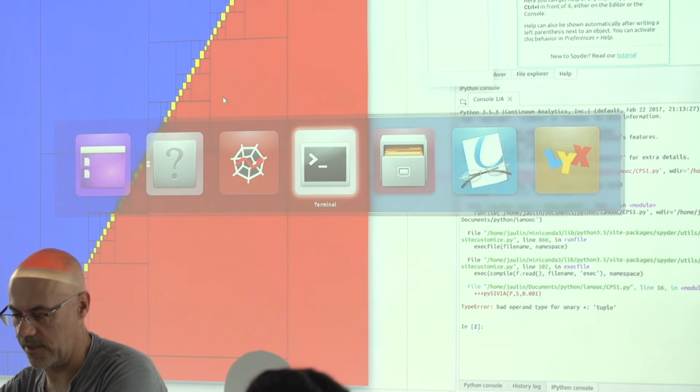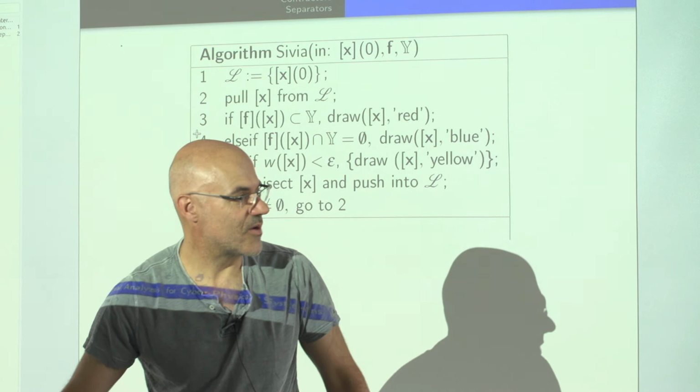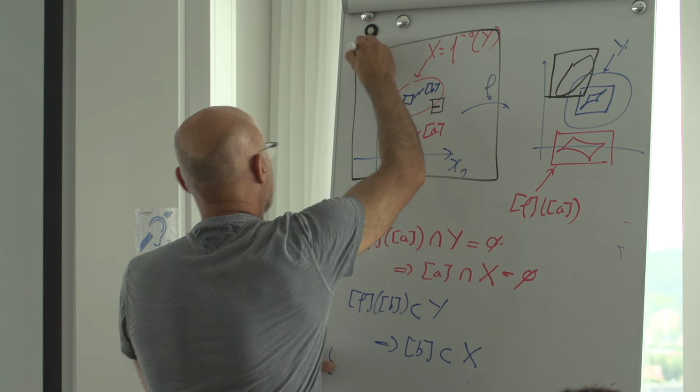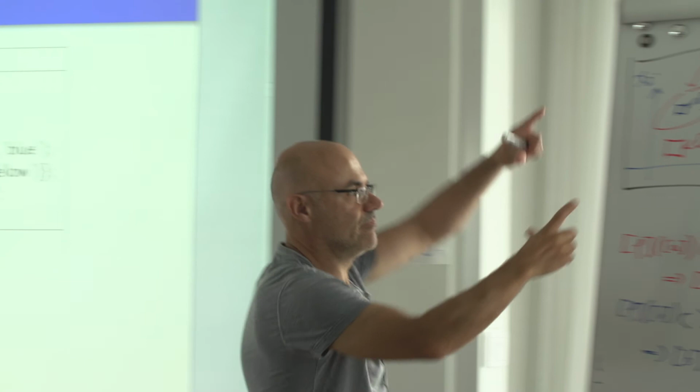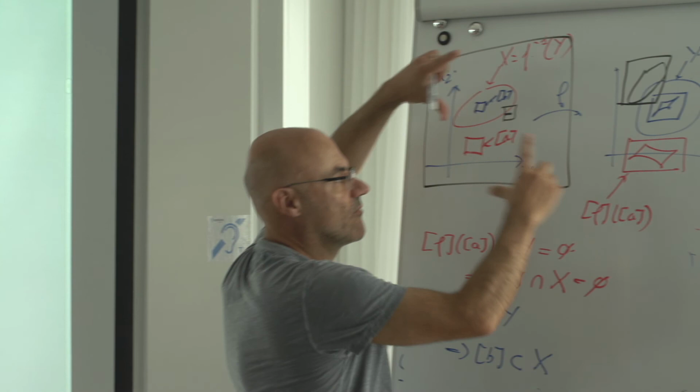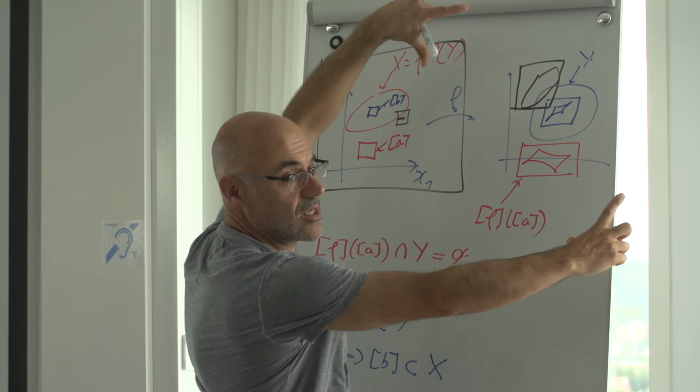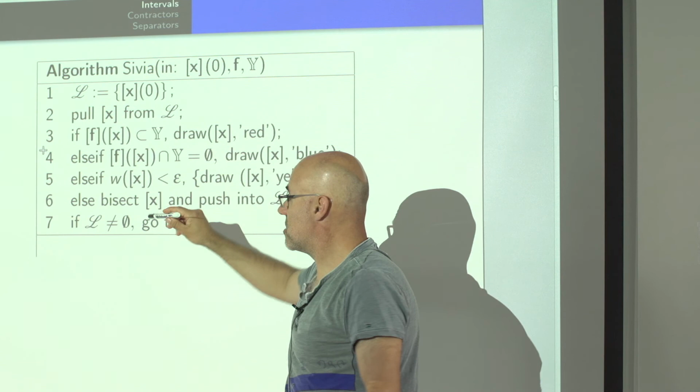This one. So the idea is, first, I start with a huge box, X0. I take this box, I compute the image by the inclusion function. I decide if I am inside Y, it's not the case. Outside Y, it's not the case. Small, no, it's not the case, still big. I bisect in two.